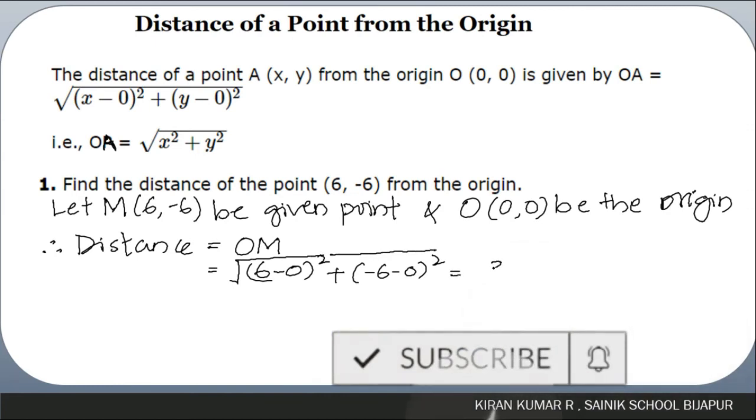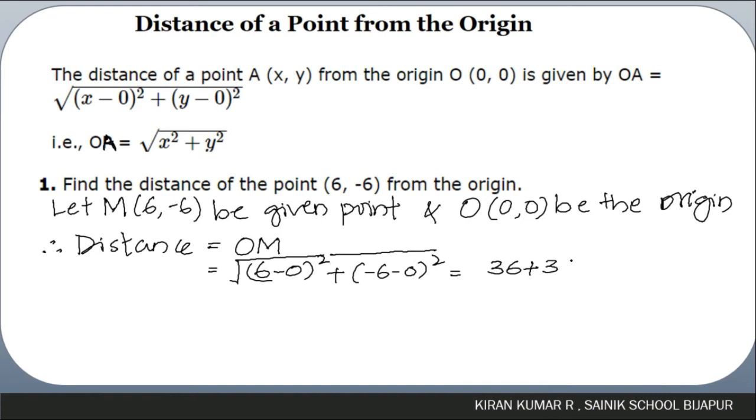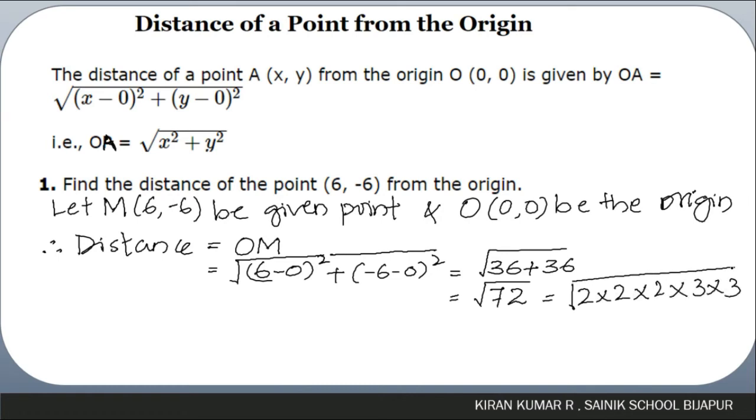Square of positive 6 is 36, square of negative 6 is also 36, so we get root of 36 plus 36, which is root of 72, nothing but root of 8 multiplied by 9. 8 is nothing but 2 multiplied 3 times, and 9 is 3 multiplied 2 times. Therefore, we get 2 into 3 root 2, which is equal to 6 root 2 units.